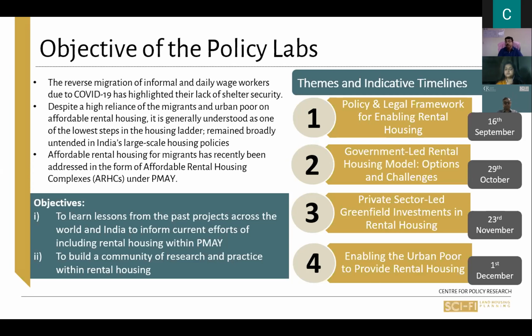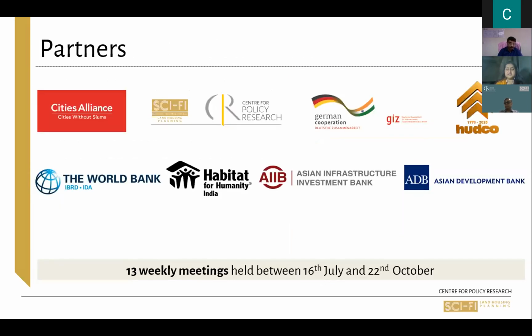There are four specific areas where this has been conceptualized. The first was the policy and legal framework for enabling rental housing. This was organized on 16 September, and I'll take you through a little highlights of it a little later. This lab, which is the second in this series, is the government-led rental housing models, options and challenges. The following two, the dates are indicative, are private sector-led greenfield investments in rental housing and enabling the urban poor to provide rental housing. So these are all the four parts of the lab.